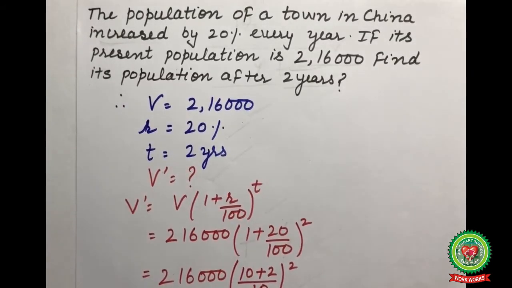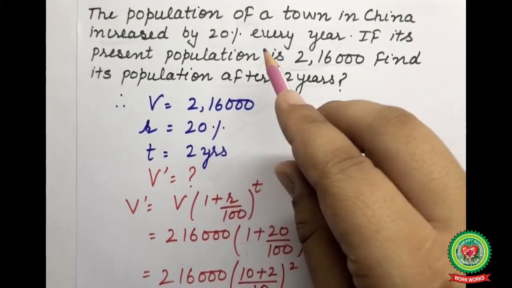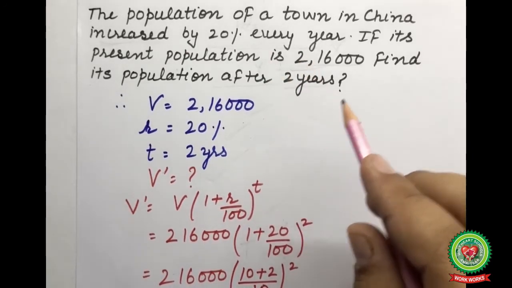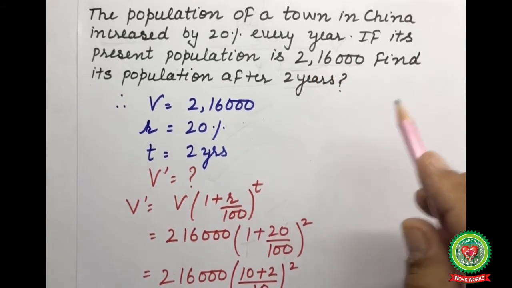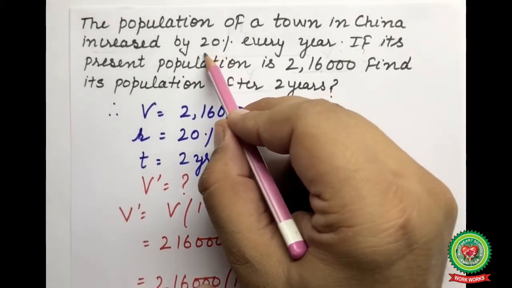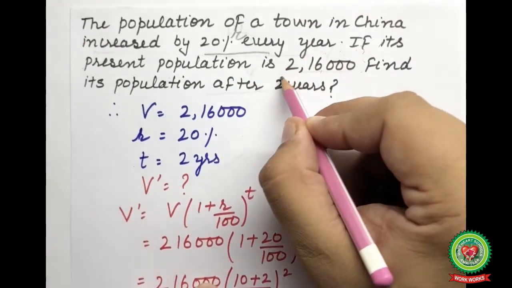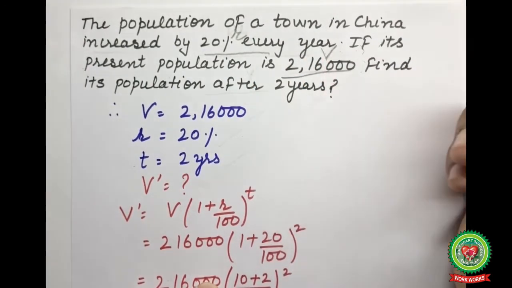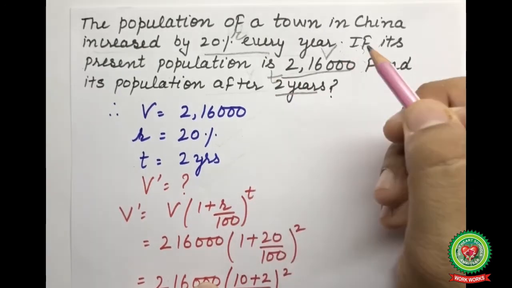The first example is the population of a town in China increased by 20% every year. If its present population is 2,16,000, find its population after 2 years. So let us find out what is given to us in this sum. 20% every year, that is the rate given to us. 2,16,000, this is V given to us. After 2 years, that is the time period.